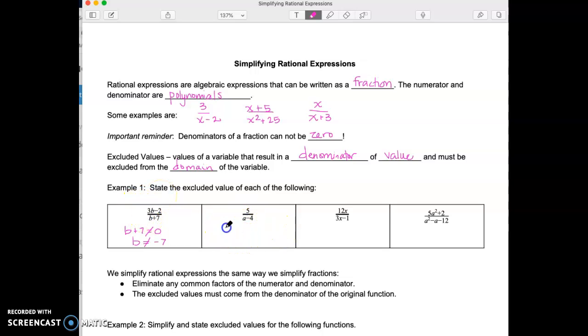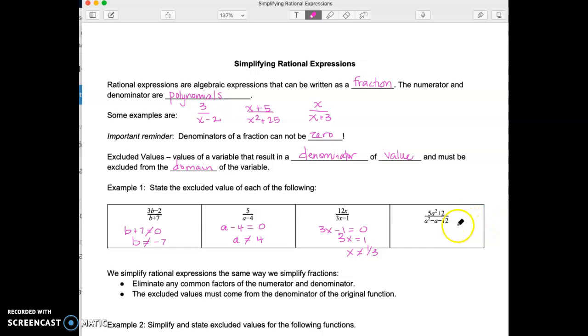So again, for the second one, we take the denominator, set it equal to 0, solve for the variable, and we say, oh, but that's the one that we actually have to leave out. So you can start with a not equal to sign, or you can do that as your last step.